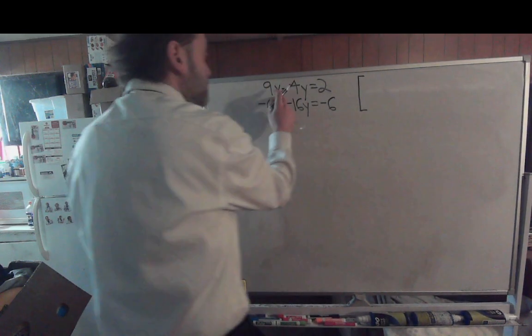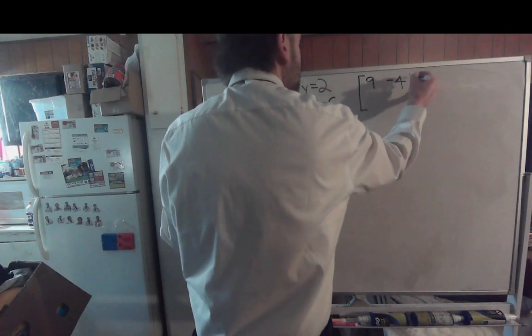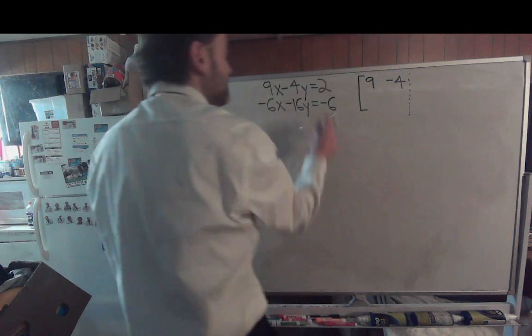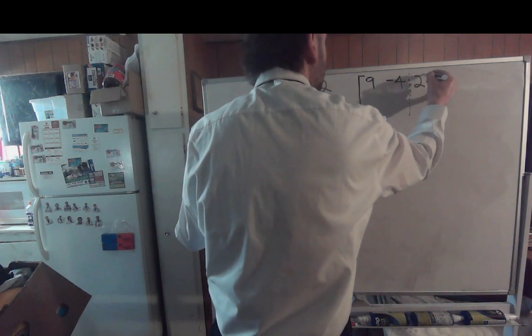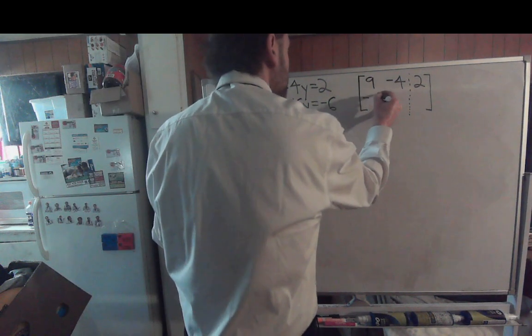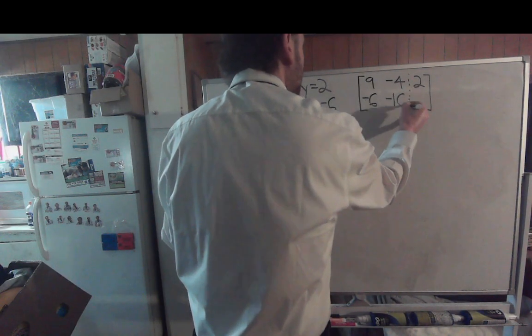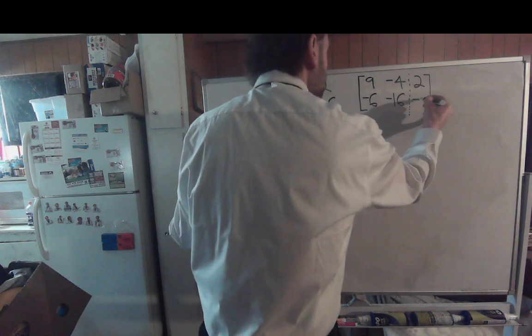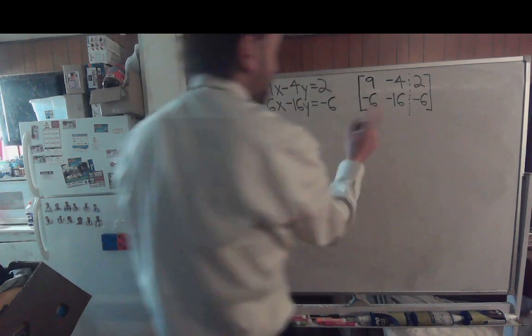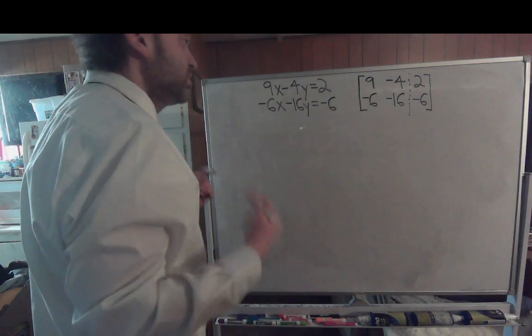So first row, take the 9 on the x, take the negative 4 on the y, then to the right of the augmented line would be that 2. And then your second row, take the negative 6 on the x, take the negative 16 on the y, then take the negative 6 for the right side. Okay, so there's the matrix that represents your solution.